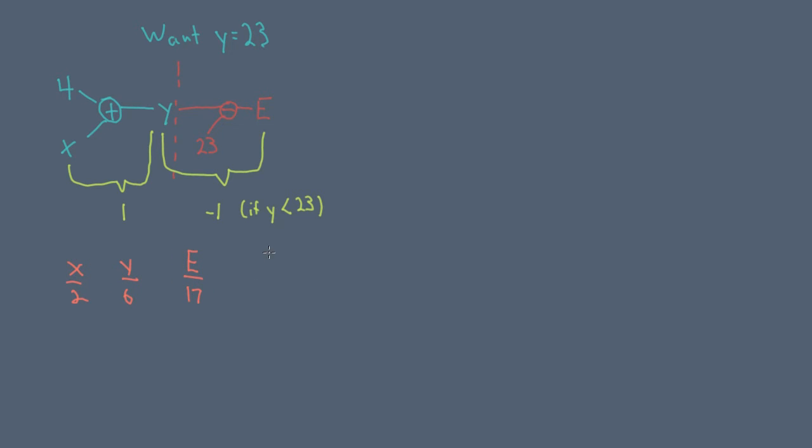Now we know from the effect of x on y that if I add 1 to x, the error will go down by 1, which is exactly what we want. So if I make x equal to 3, y is now 7 and the error has gone down, and we can repeat this iteratively until the error is 0.